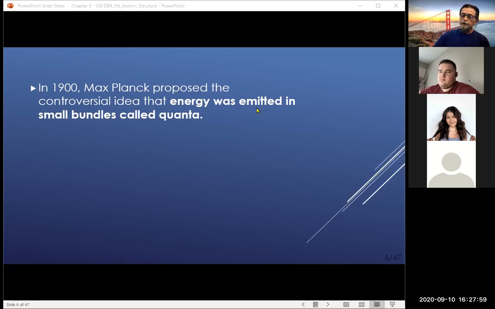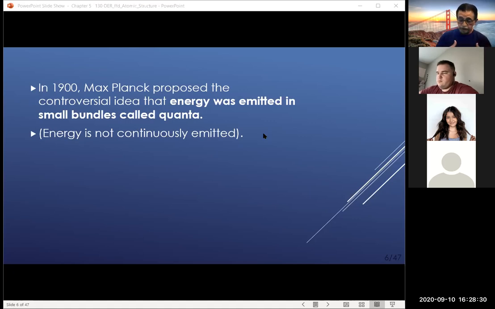Well, in 1900, another scientist, very famous, Max Planck. There's an institute in Europe called the Planck Institute, named after him. Anyway, he proposed a very controversial idea at the time. He said that energy was emitted in small bundles called quanta, okay? Small bundles called quanta. Now, he also suggested that energy was not continuous.